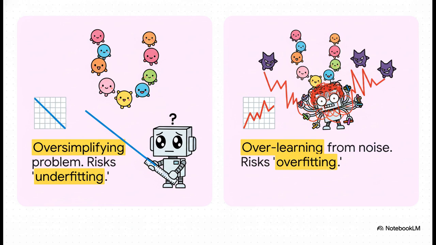And that is incredibly dangerous. Imagine a medical AI that overfits. It might be perfect on its training data, but completely fail in the real world because it learned the reflection on the scanner glass instead of the actual tumor.